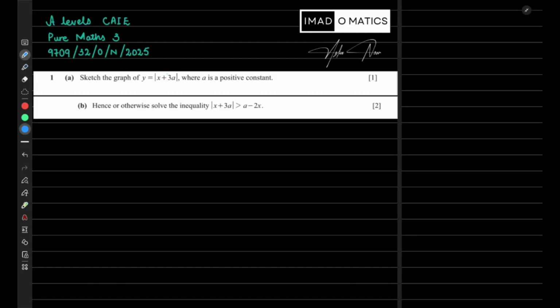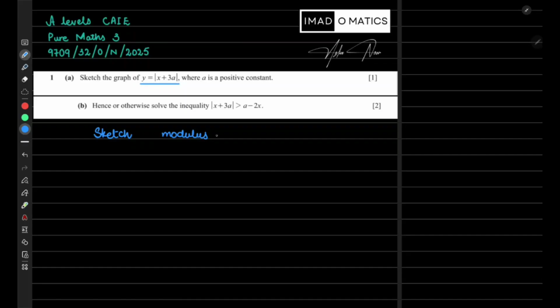Sketch the graph of y equals modulus of x plus 3a, where a is a positive constant. How can we sketch the modulus graph? What information do we have from this equation?